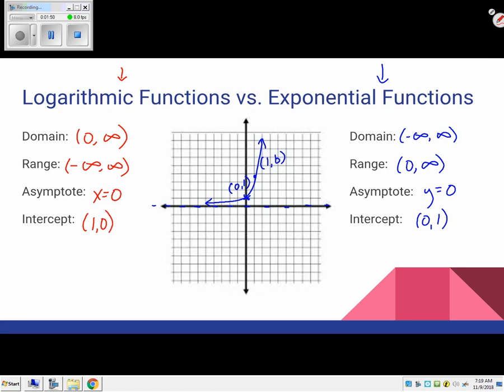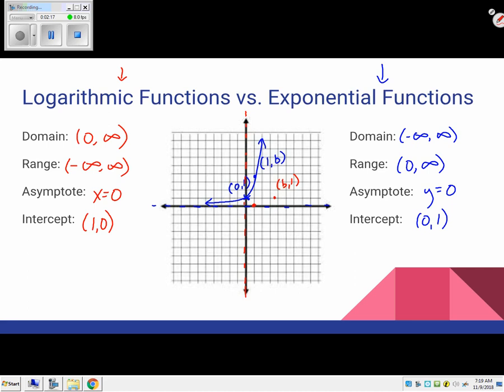So let's see what this will look like. If my asymptote has to move to here, and I'm going through the point (1, 0) instead, and then I just pick a random point, instead of going through (1, b), I'm going to switch that around to (b, 1). I'll get more specific on that b in just a minute. It is just my log base.